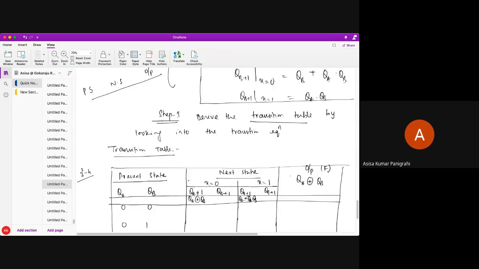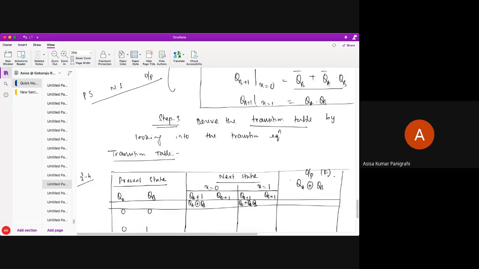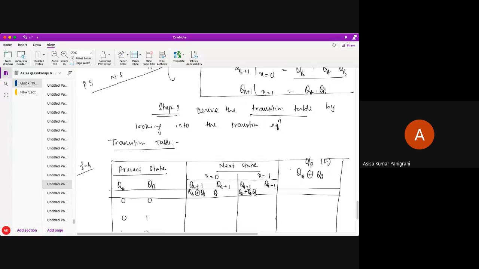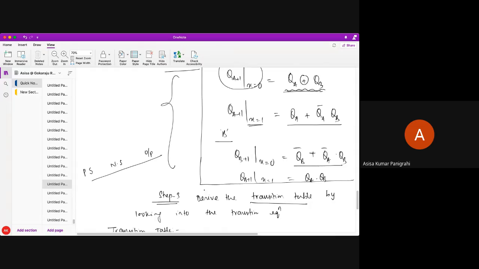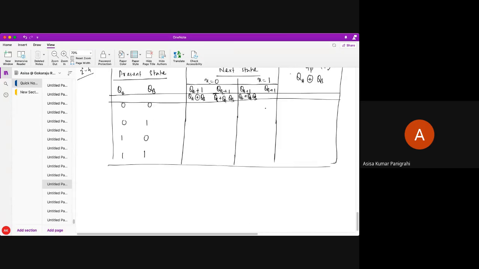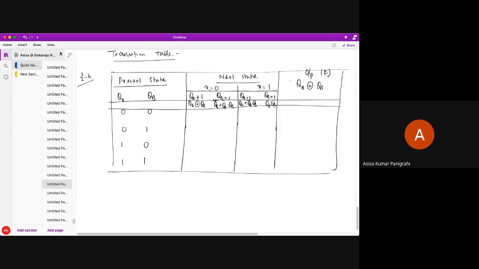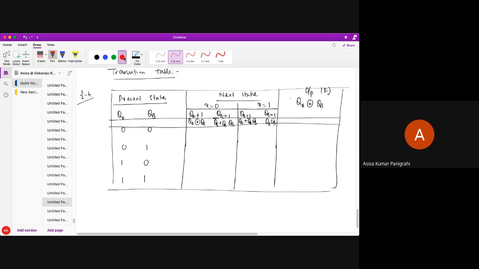Now what is QB plus 1 at x equal to 0? QB bar or QA bar QB. So this is at x equal to 0. Now tell me what is at x equal to 1? QA QB. So at x equal to 1, QB plus 1 is QA QB. Any doubt? Please let me know, students. Do you all understand, or any doubt? Please let me know immediately.